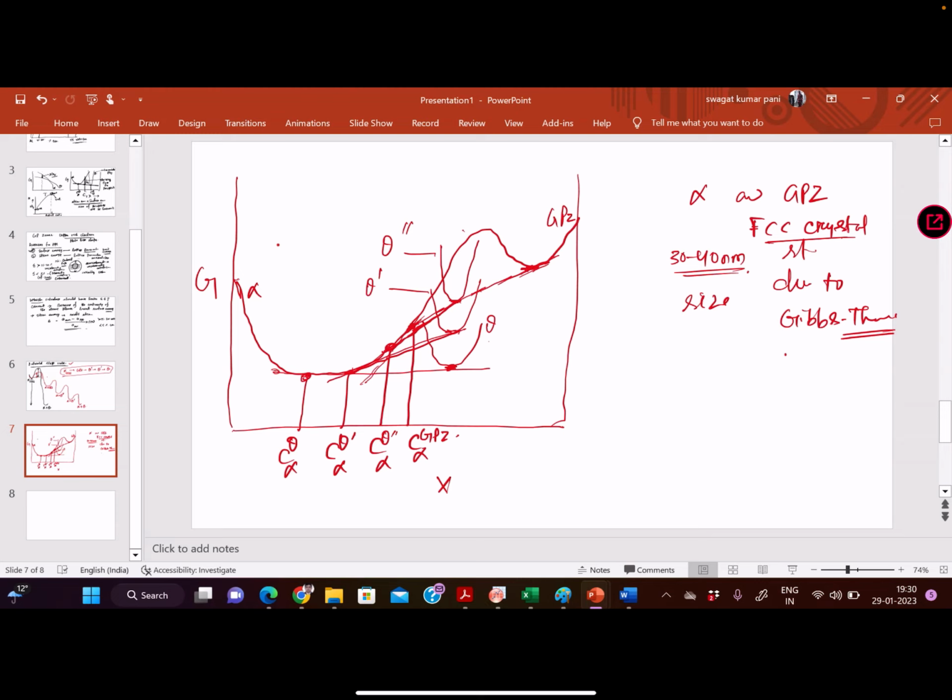So we see the composition of the matrix goes to the higher side as the size of the precipitate decreases. This is weight percent copper. Oh no, this is okay, it's fine. It's a small fraction or whatever you can take. This axis is for composition, this is for free energy. So accordingly, their solvus curves will vary like this. So suppose this will be the solvus curve.